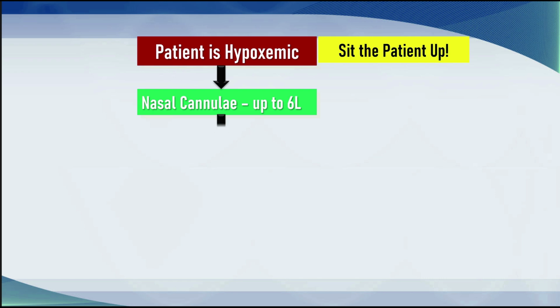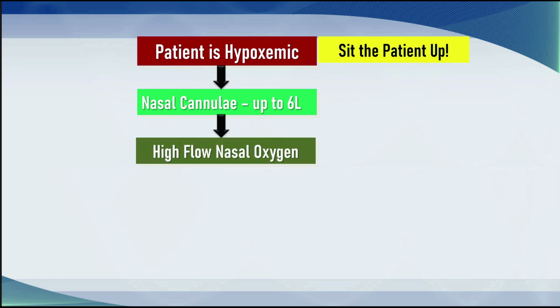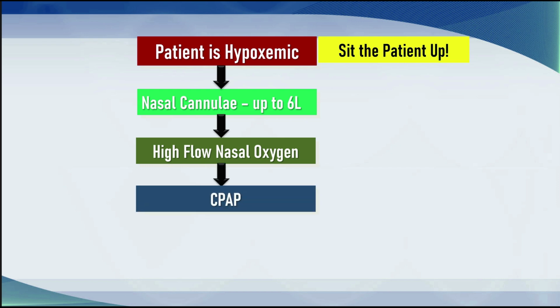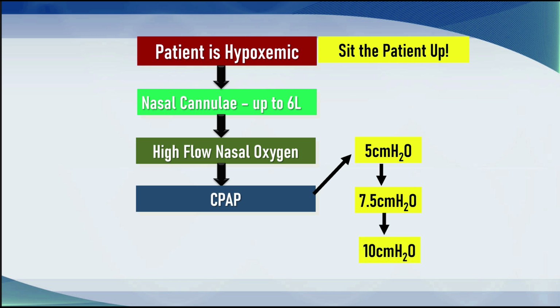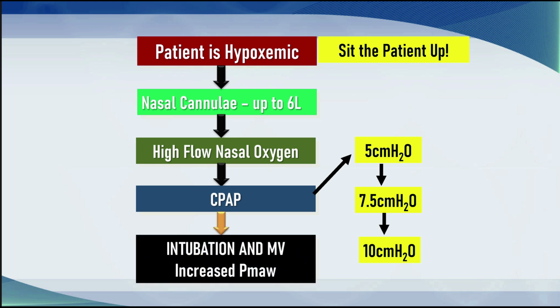Now, instead of using Venturi devices these days, we tend to use high-flow nasal oxygen because of the precision in the amount of oxygen that we give, and also the reduced work of breathing and improved CO2 clearance associated with high flow. If this is not sufficient to get the patient to a saturation that is satisfactory, we are going to go ahead and give the patient continuous positive airway pressure through a non-invasive ventilator, starting with 5 centimeters of water, then escalating to 7.5, and then to 10 centimeters of water. If this is ineffective or the patient is struggling, we will go ahead and intubate the patient and increase their mean airway pressure by combining PEEP with positive pressure ventilation.